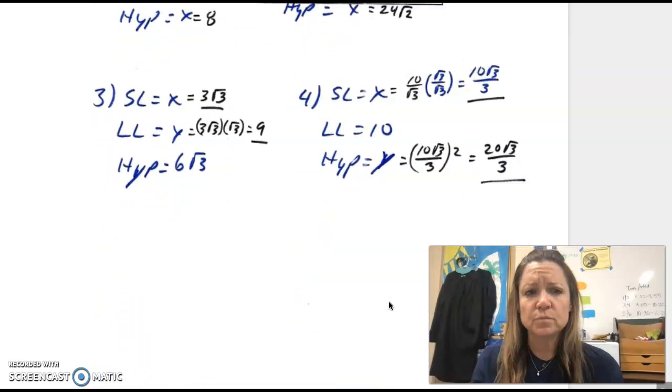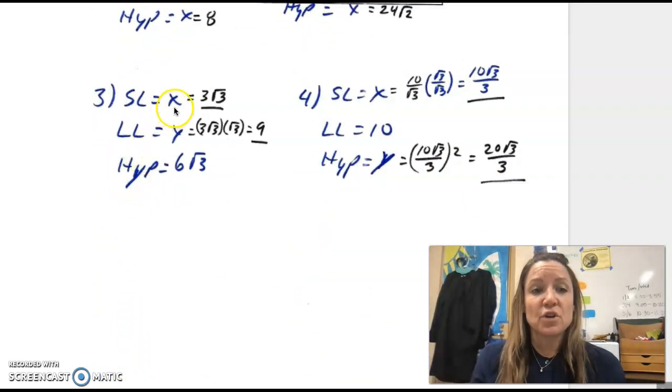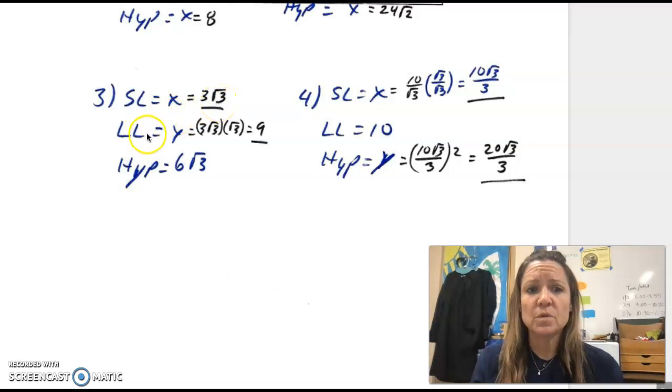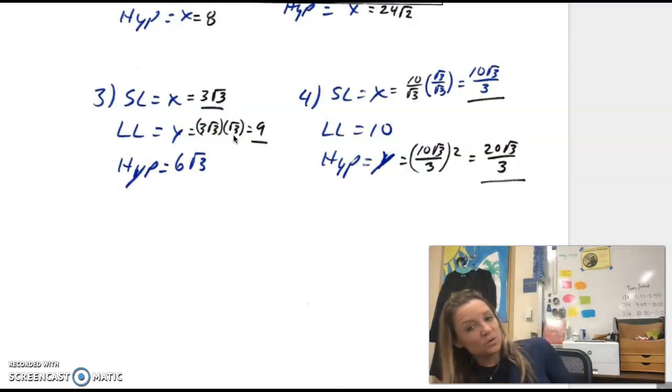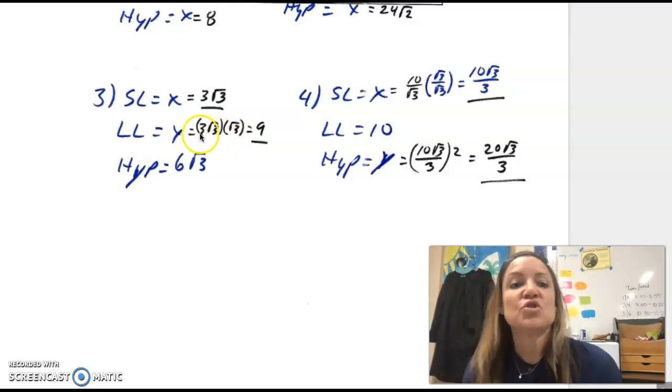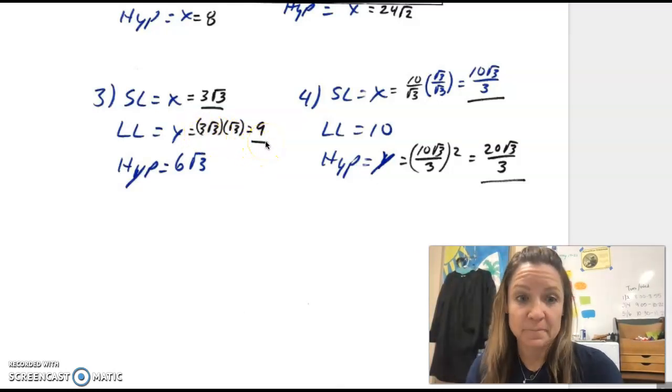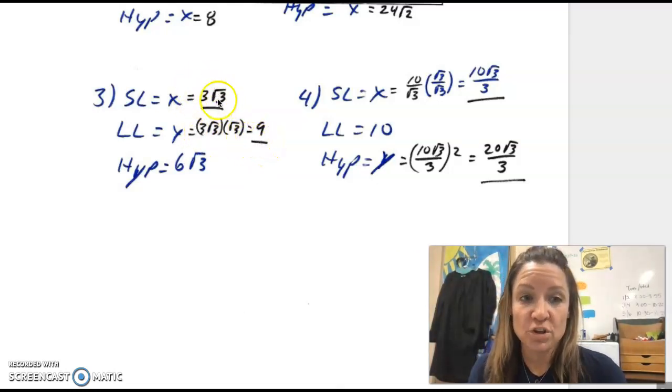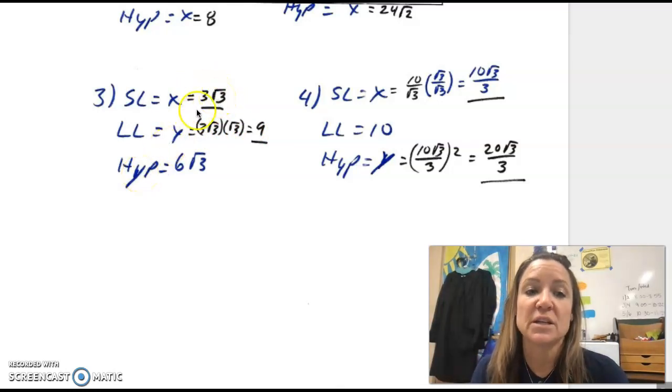If you're given the short leg is 3 rad 3, to get the long leg, you're going to multiply that by the square root of 3. So the square root of 3 times the square root of 3 is the square root of 9, and the square root of 9 is 3, so 3 times 3 is 9. To get the hypotenuse, you want to double it. So 2 times 3 rad 3 is just 6 rad 3.